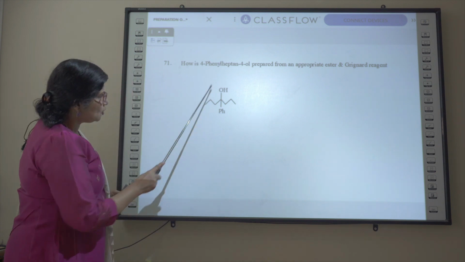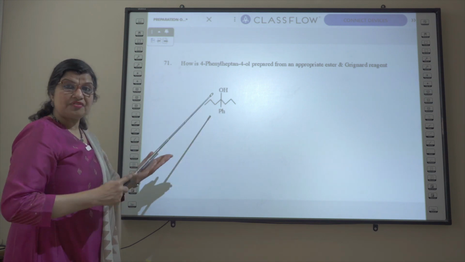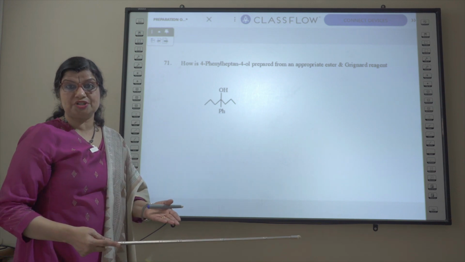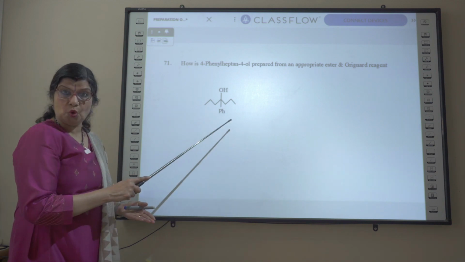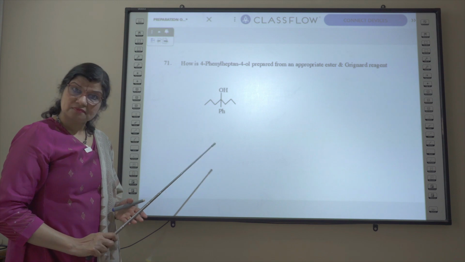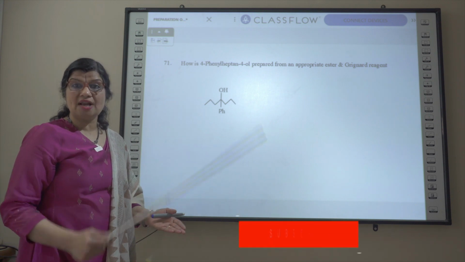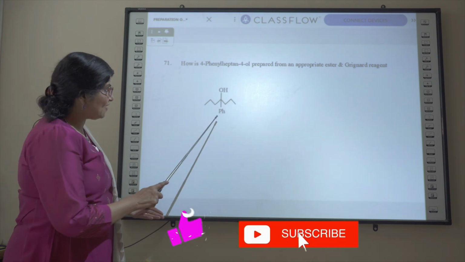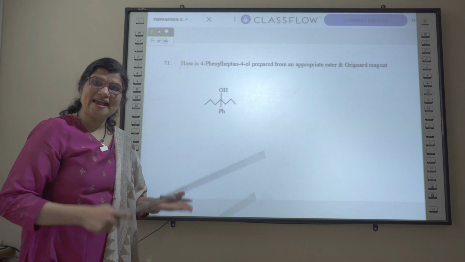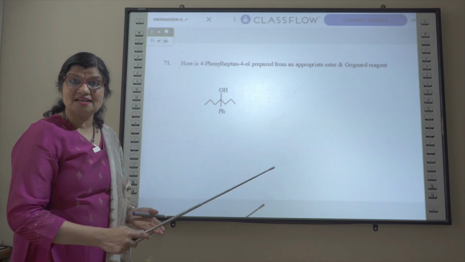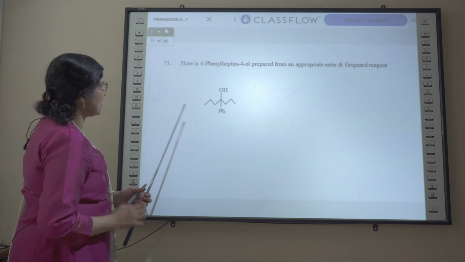Now, if you look at this, one of the components should have a phenyl group. The phenyl group could be present either on the Grignard reagent or on the ester, not on both, because we want only one phenyl group in the final product. You remember the reaction with Grignard reagent will involve the formation of an adduct which is further hydrolyzed to give you the final product. So we should have only one phenyl group. It could be a part of the Grignard reagent or part of the ester. But most often, phenyl esters are made to react with appropriate Grignard reagents. Okay, so let's start with a phenyl ester.